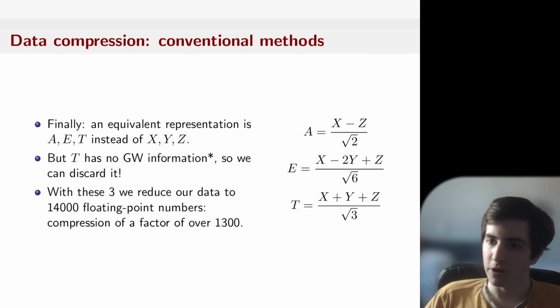Finally, another traditional compression trick. Our data is in 3 TDI channels, X, Y, and Z, but we can convert it to A, E, and T with simple linear combinations. But the T channel has no gravitational wave information in the approximation that we are at low frequencies, so it should be safe to discard it and just use the A and E channels. With these 3 techniques, we end up with 2 channels of 7000 data points each. This is compressing our data by a factor of over 1300 with some 1% of loss of gravitational wave information in the worst of cases, but our data is now much more manageable from a machine learning standpoint.